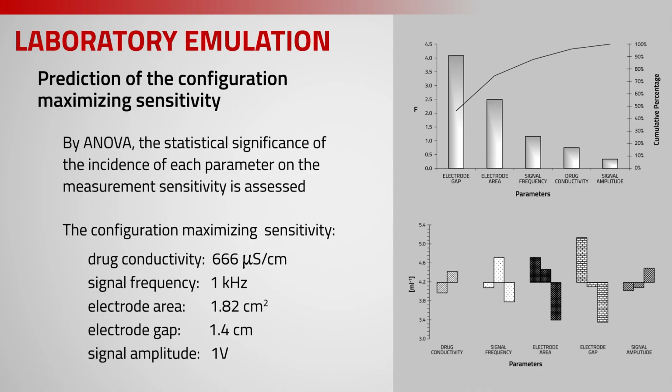Further measurements were realized on eggplants. By a design of experiments approach, the statistical significance of different measurement parameters on the measurement sensitivity was assessed. The electrode gap resulted the most influential parameter, followed in order by the electrode area, signal frequency, drug conductivity, and signal amplitude. An optimum configuration was also predicted by means of the design parameter effects, maximizing the sensitivity.